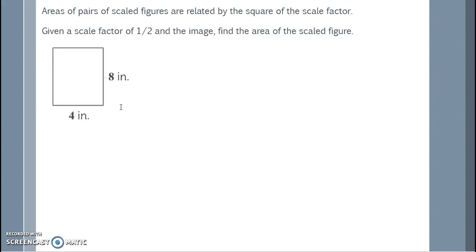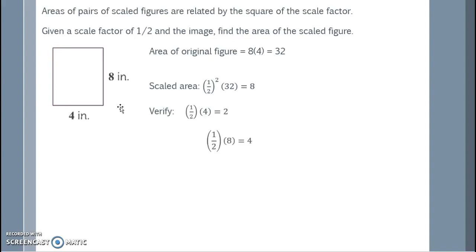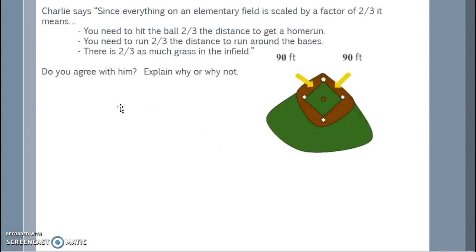Given a scale factor of 1/2 and the image, find the area of the scaled figure. So the area of the original figure is 8 times 4, so 32. The scaled area then is the scale squared, so 1/2 squared times the area of 32. 1/2 squared is 1/4, and 1/4 of 32 is 8. We can verify this by taking half the side length of 4 as 2, and half the side length of 8 is 4.